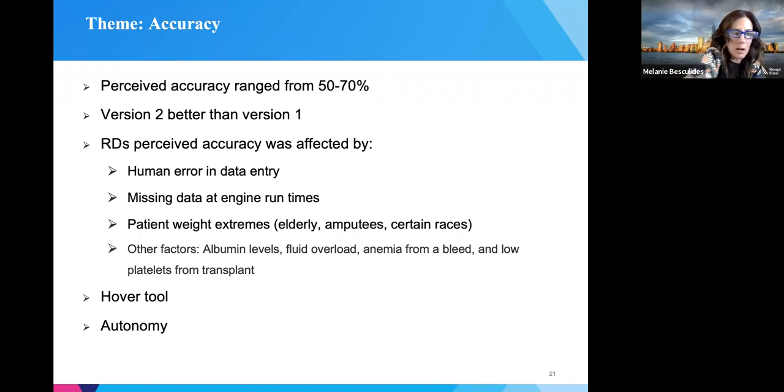In terms of autonomy, everybody liked the score, and everybody thought it was valuable. They used it to prioritize who they would see. But they really still wanted their own autonomy. In cases where they didn't trust the score, they wanted to not have to visit those patients.